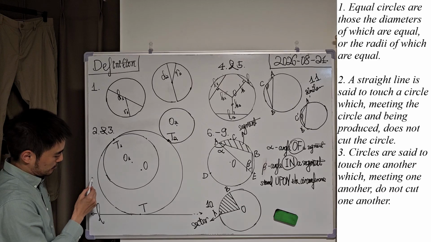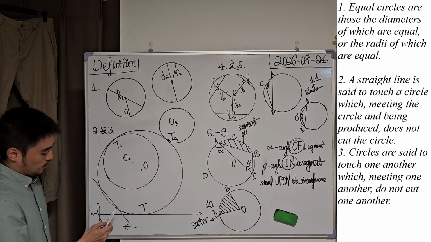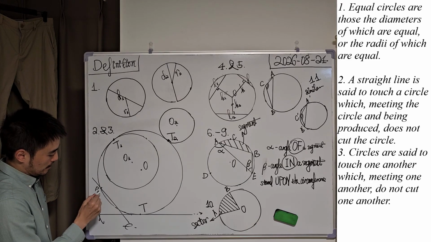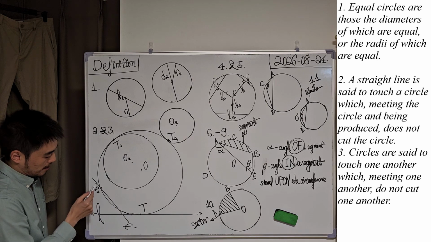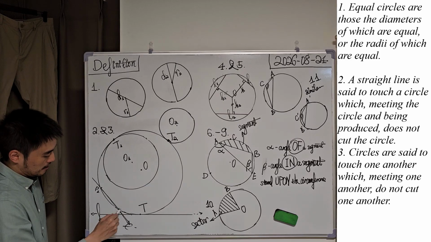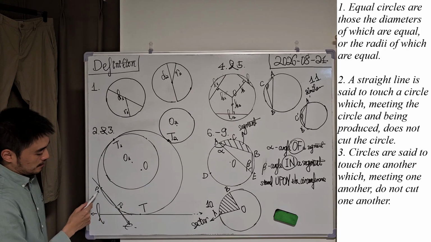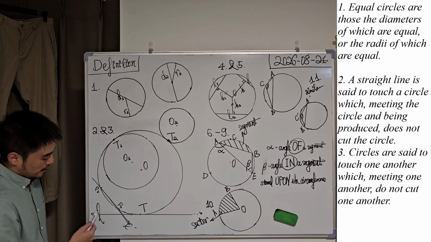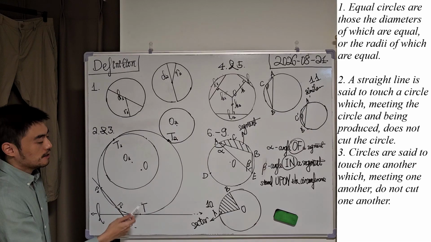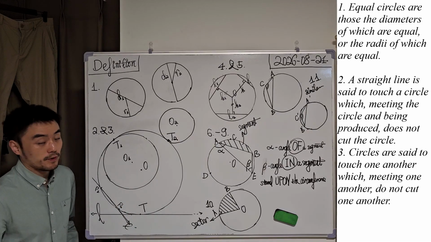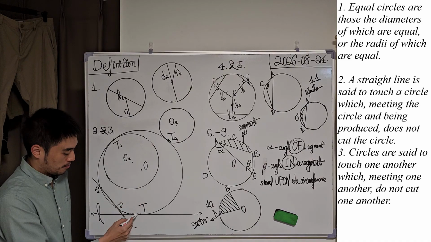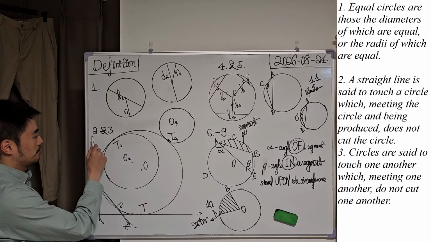Let's say, for example, we have another straight line L prime here, and obviously they are meeting at the point here, P1. But if we produce L prime in this direction, it will cut this circle O at another point, for example, P2. So this is not touching. So L is touching the circle O at the point T. Okay. So in another expression, we can say that the straight line L is tangent to the circle O at point T. Okay, that's definition 2.